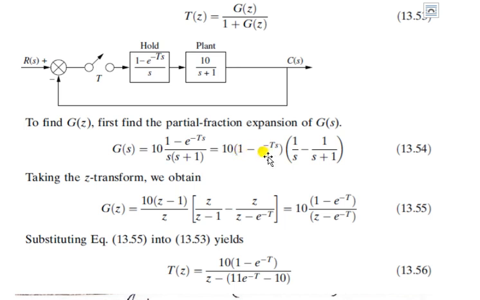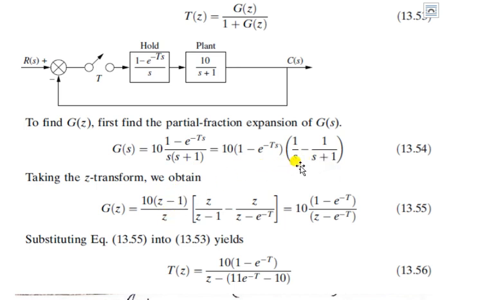You can use one formula here, z equal to e to the power Ts. And if you have e to the power minus Ts, you can change the formula as z to the power minus 1 equal to e to the power minus Ts. So this will become 1 minus z to the power minus 1. For this you can write 1 minus 1 upon z, and if you solve this part you will get z minus 1 upon z into this remaining term.